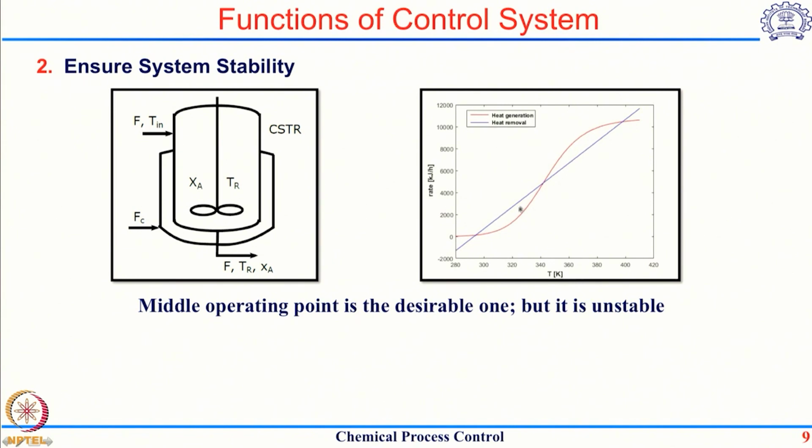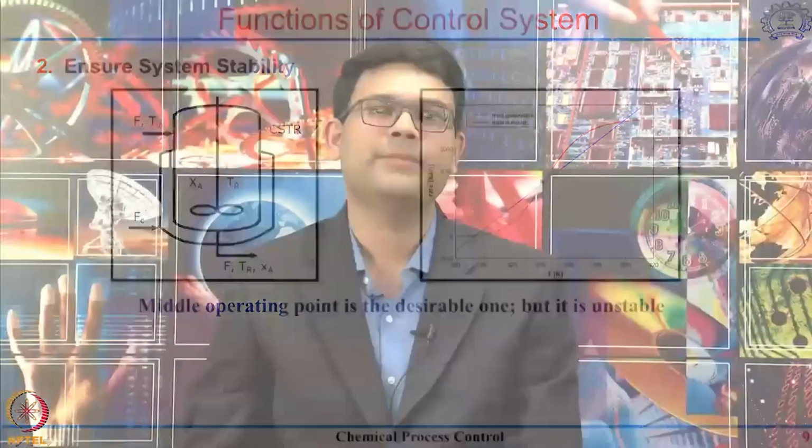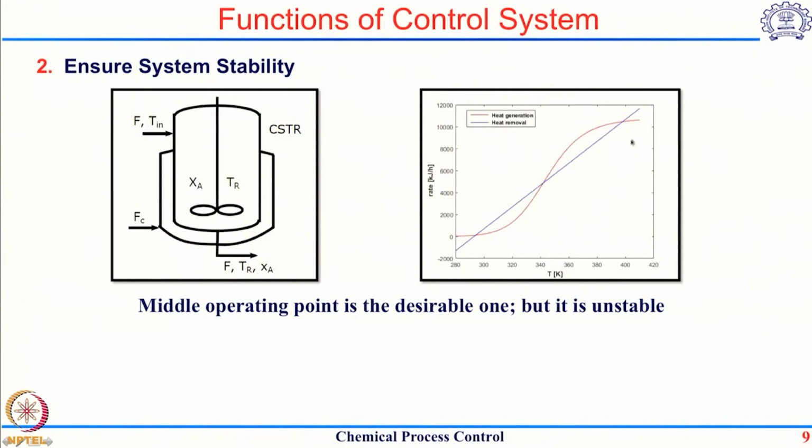Now as it turns out, this middle operating point is the only one which is unstable. So if there is a small disturbance in this particular operating point, then either you will go towards the high temperature steady state, or if there is a disturbance in this direction, then it will go to the low temperature steady state. But this middle operating point is the one which is of interest, because the other two are either too high to operate or too low temperature to get any conversion.